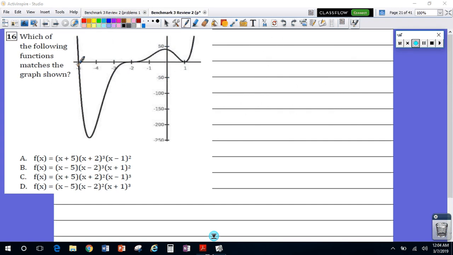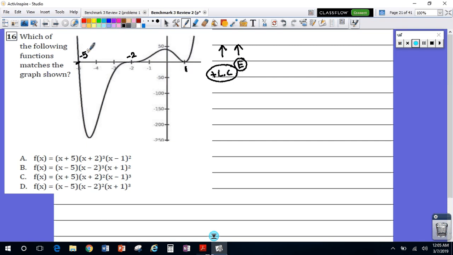Yeah, in problem number 16, both ends are going up. So both ends go up. It means positive leading coefficient with even exponent. So this point is negative 5, right? Here it is flat and going through negative 2, and here, this is 1.